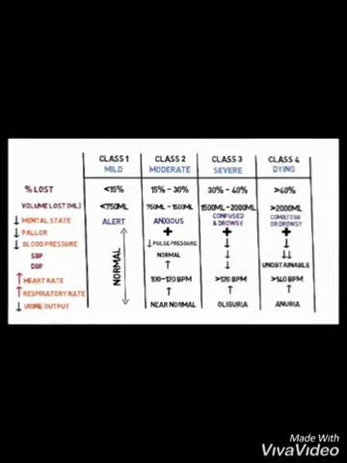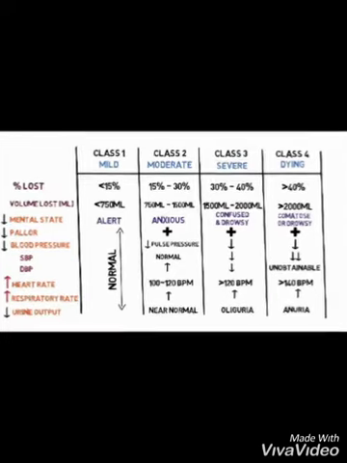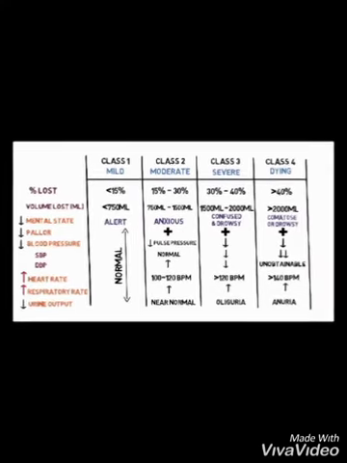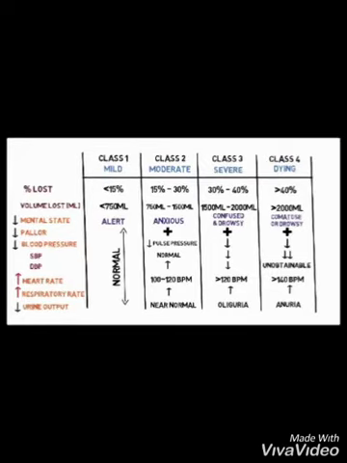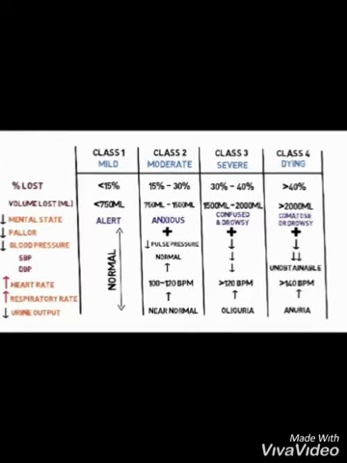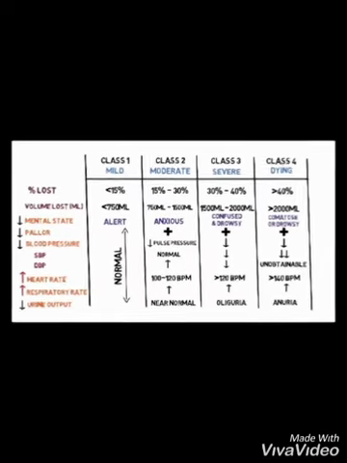Moving on to the heart rate. For Class 2, the heart rate will be 100 to 120. For Class 3, the heart rate is more than 120, and Class 4 will be more than 140. For Class 1, the normal heart rate will be 60 to 100.